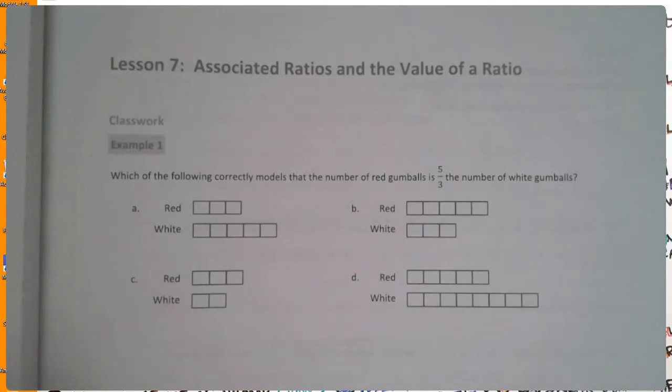Alright, ladies and gentlemen, today's video is going to be over lesson 7. We're talking about associated ratios and the value of a ratio. We did most of this in class today, and we're just going to finish it up, providing students who are absent today an opportunity to see what we were doing in class. So just follow along. If you are absent, you've got the video to watch to help you out.